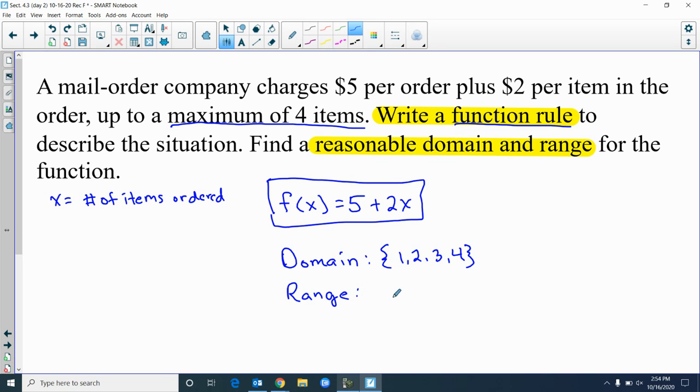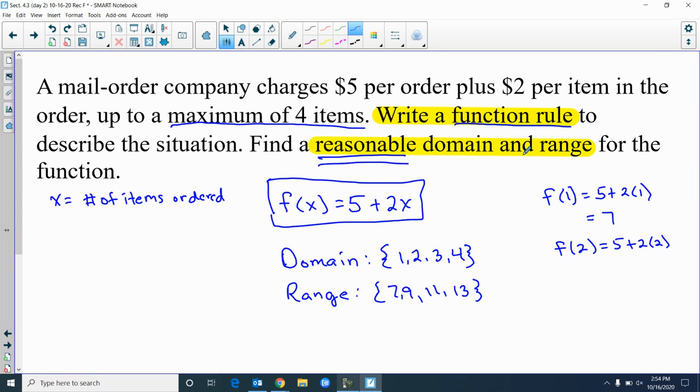The range now is the cost based upon the number of items. And by plugging it into the function, that gives us a range. So plug each domain value into the function, and that gives us the cost. Well, it's going to be 5 plus 2 for one item, which is 7. That is one of your range members. Your next item is 5 plus 2 times 2, which is 5 plus 4, which is 9. Now plug 3 into the equation. That gives me 5 plus 6, which is 11. And now plug 4 into the equation, and 5 plus 8 is 13. This is your, quote, reasonable domain and range.